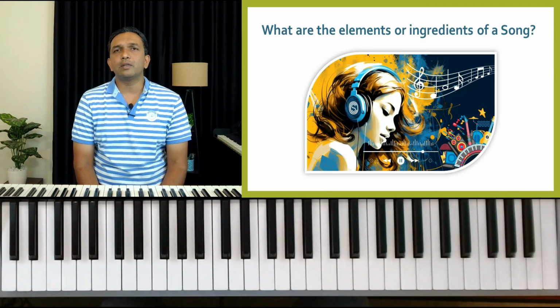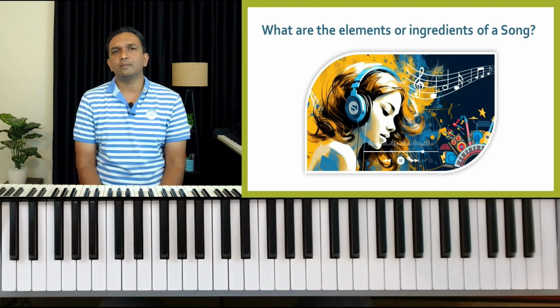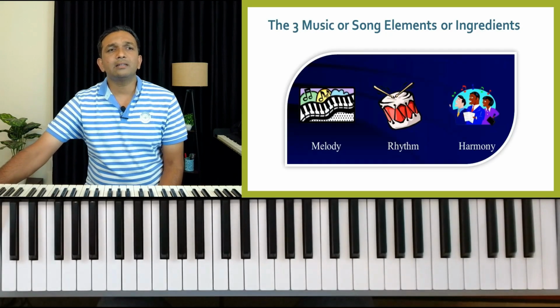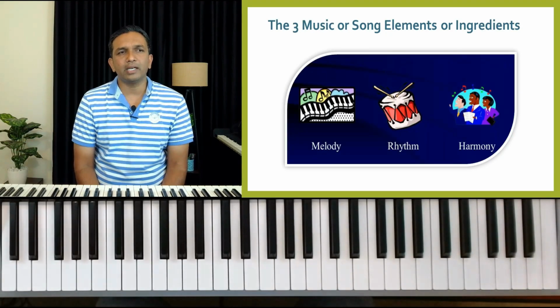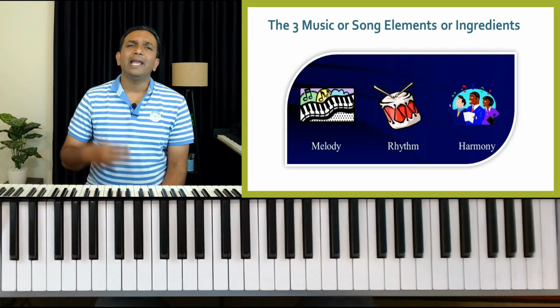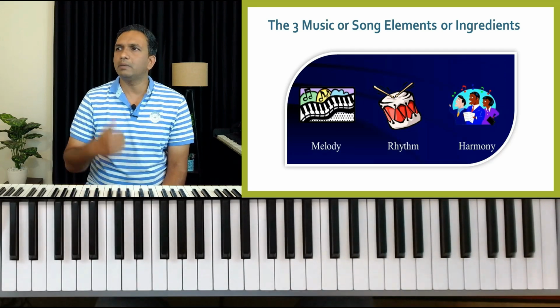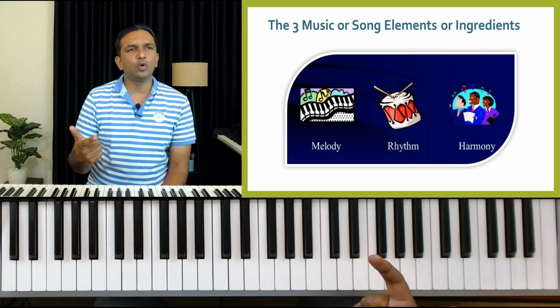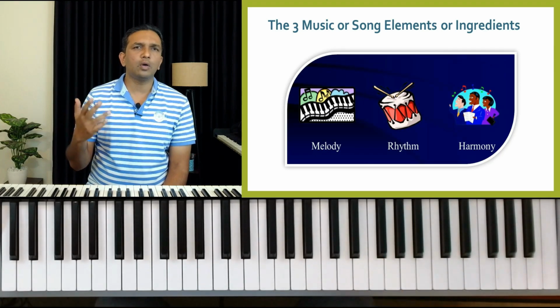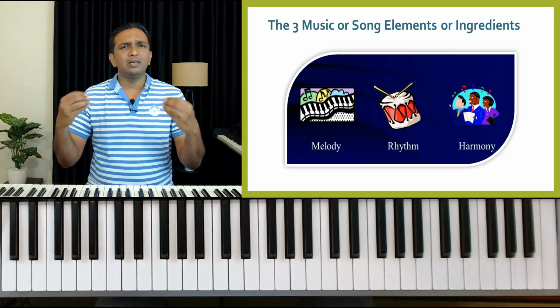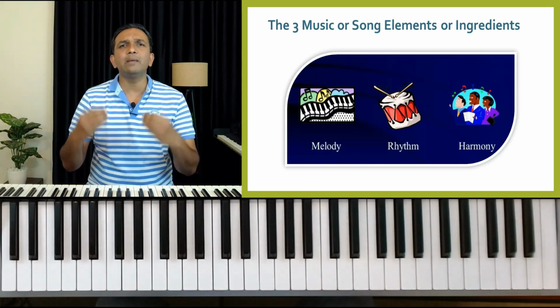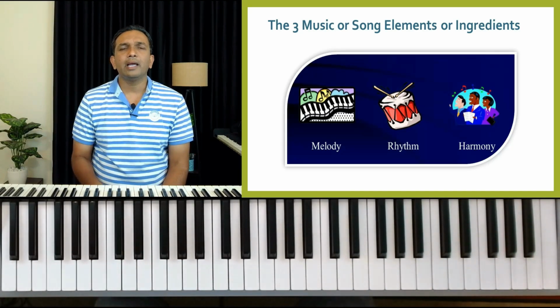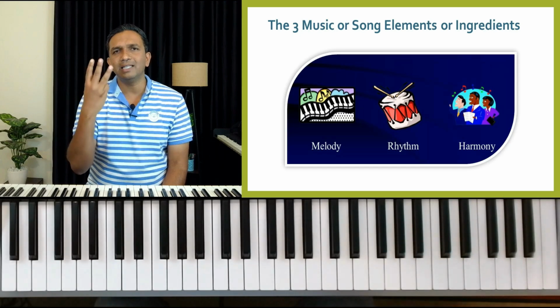What are the elements or ingredients that makes a song? Okay, there are 3 elements that are very, very important. The first one is called the melody. Second one is rhythm, then harmony. Any song that you listen to, whether it be Indian, Western, whether it be devotional, whether it be a folk song, film song, pop song, rock, jazz, world, any song that you listen to, any piece of music, it is a combination of these 3 elements.